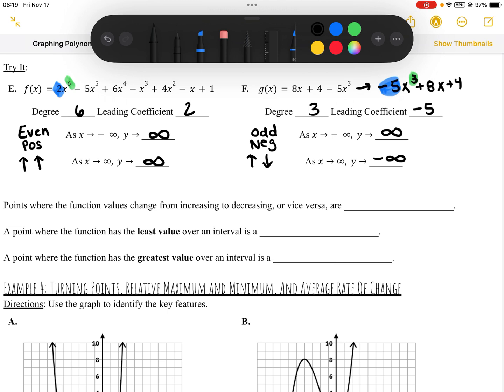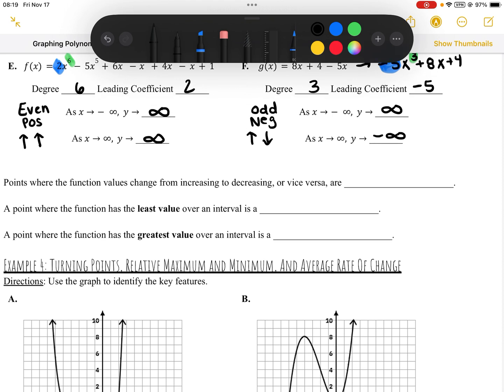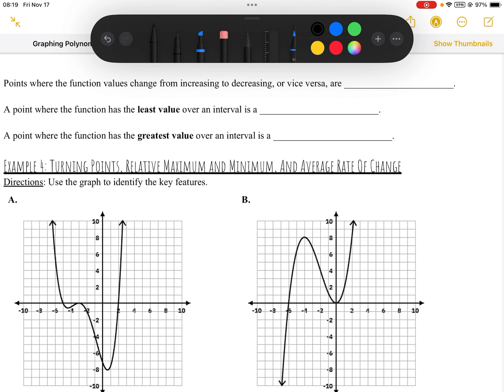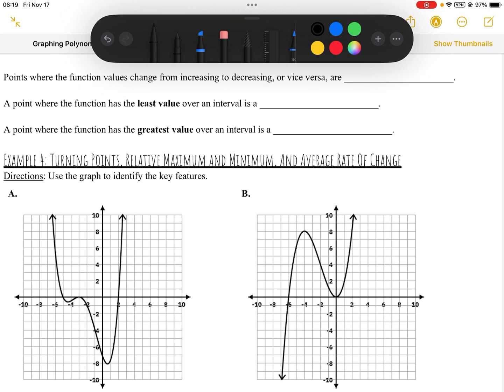So now we're going to go ahead and look at our last example, example 4. We're going to be looking at turning points, relative maximum, minimum, and average rate of change. So points where the function values change from increasing to decreasing or vice versa are called turning points. So we can identify the number of turning points and also identify their coordinates. A point where the function has the least value over an interval is called a relative minimum.